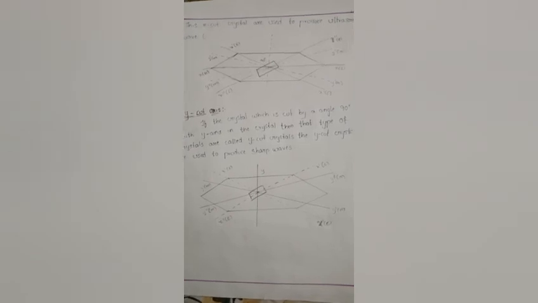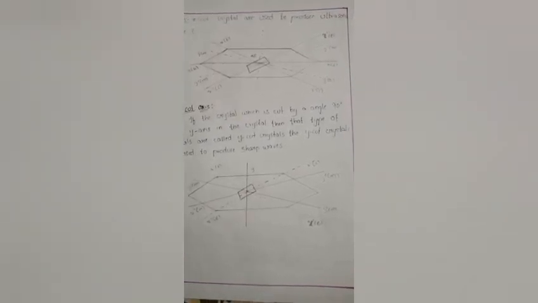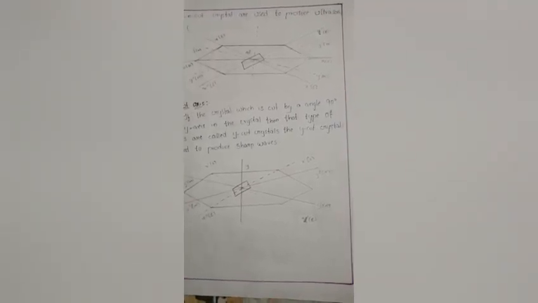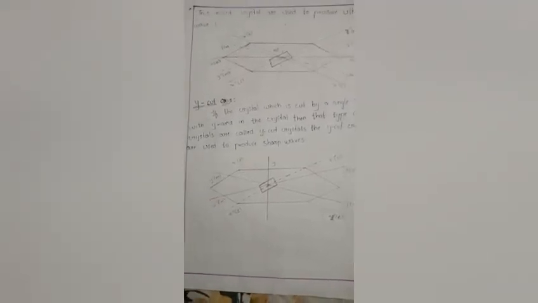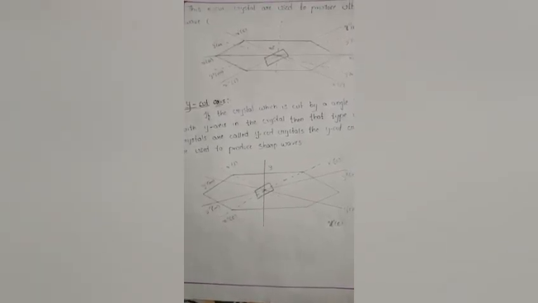Y-cut crystal. If a crystal is cut making an angle of 90 degrees with the y-axis of the crystal, then this type of crystal is called a Y-cut crystal. The Y-cut crystals are used to produce sharp waves. This is the diagram.